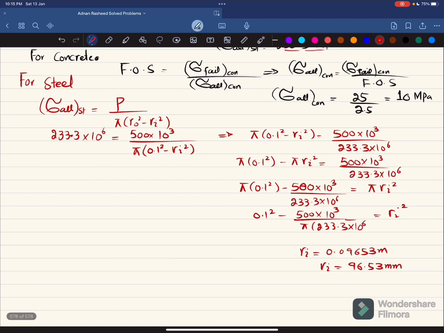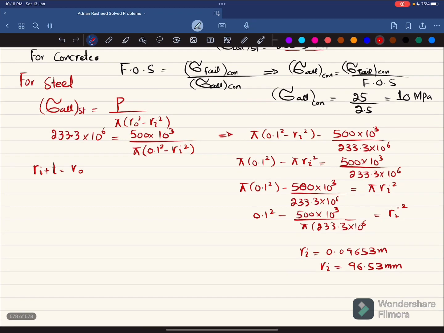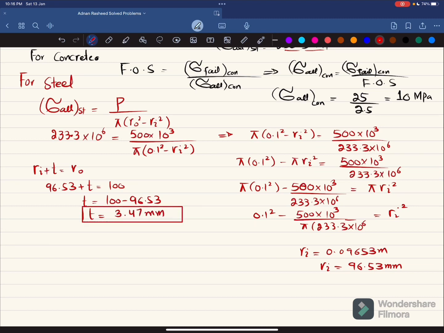Now you have Ri. So we know that Ri plus T is equal to R outer. Let me show you here. You can see Ri. This is Ri and this is T will equal to R naught. So you can put Ri is 96.53 plus thickness is not known and R naught is 100 millimeter. So thickness will be equal to 100 minus 96.53 millimeter. So from here you will get the thickness of this steel pipe is 3.47 millimeter. So this is the answer of our first part.